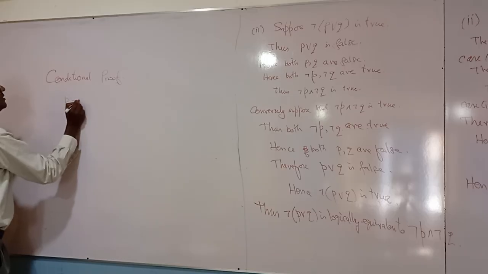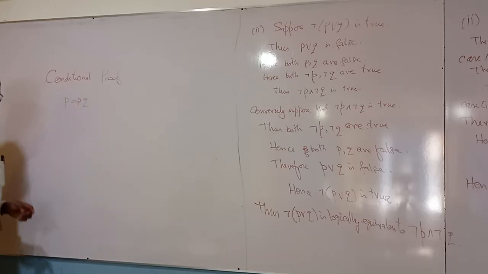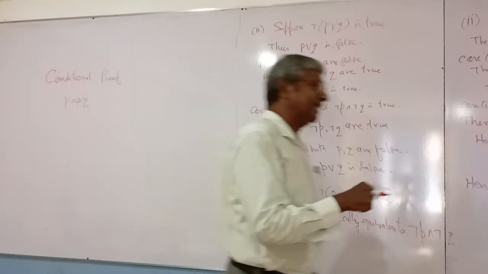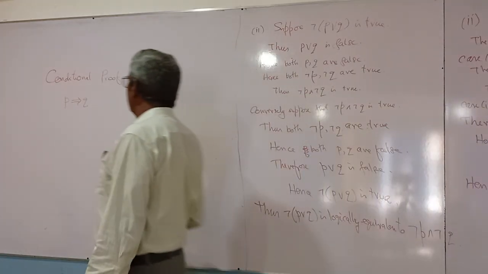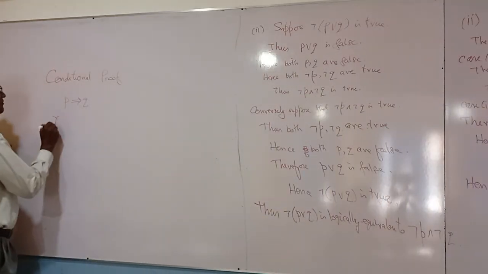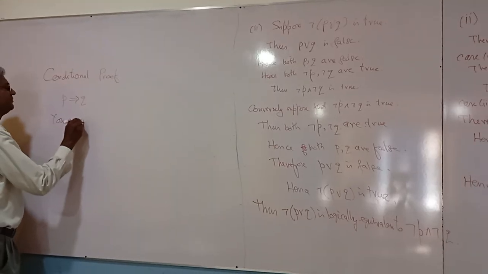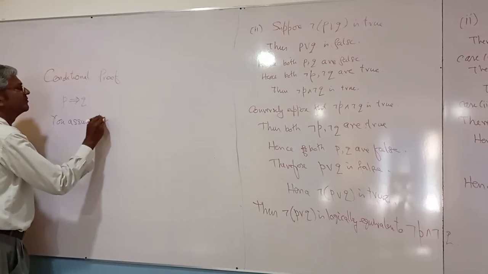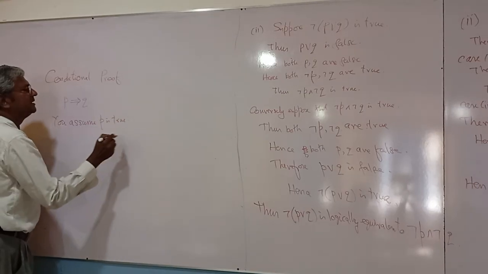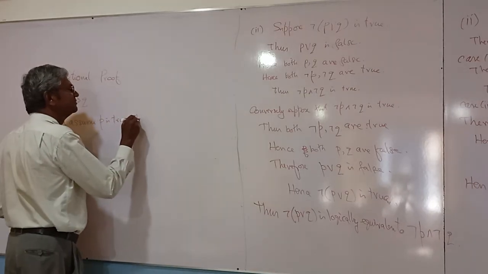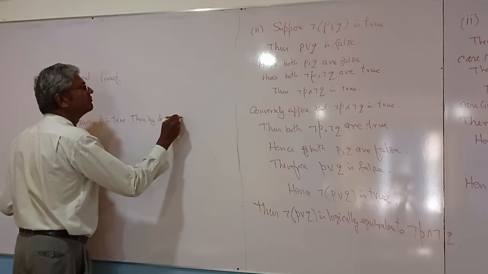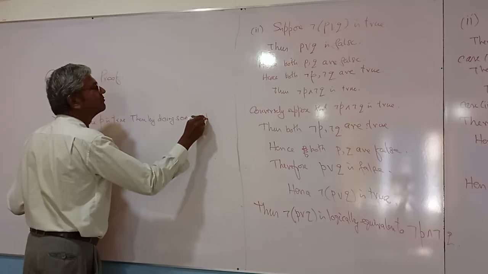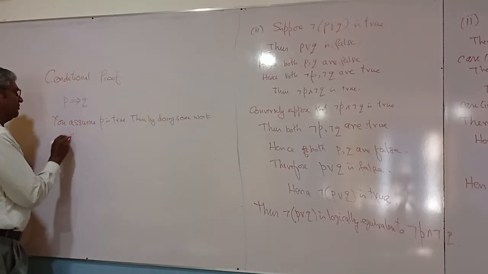Suppose you want to prove some statement of the form P implies Q. Maybe it is: if n is greater than 1 and n is prime, then something like that. So conditional proof is you assume P is true. Then by doing some work, you prove that Q is true.